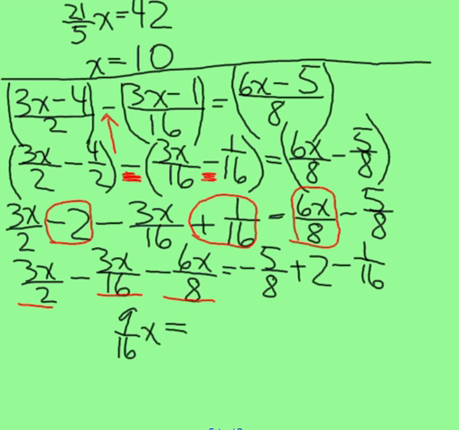Equals. Now for the numbers on the right-hand side. We have a negative 5/8, so negative 5 fraction 8, plus 2, minus 1/16, minus 1 fraction 16. I'm hitting equals, and I'm getting 1 5/16.